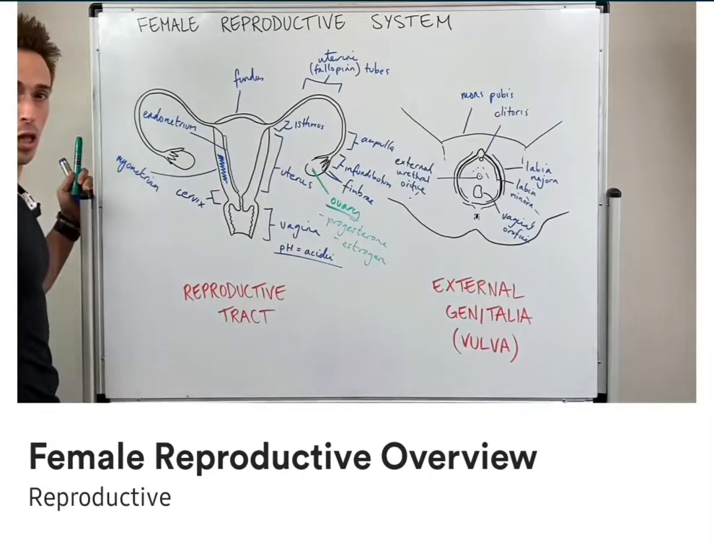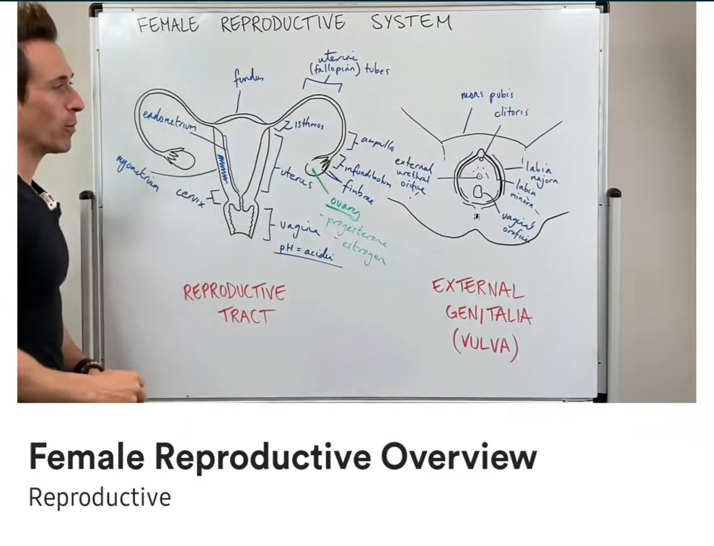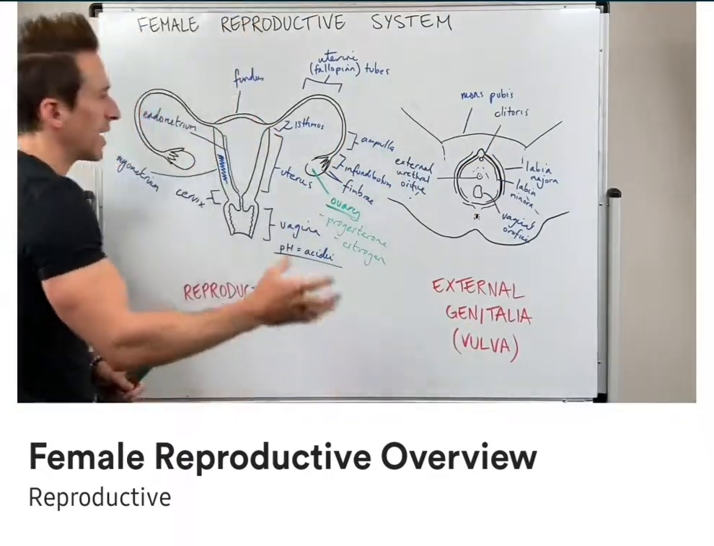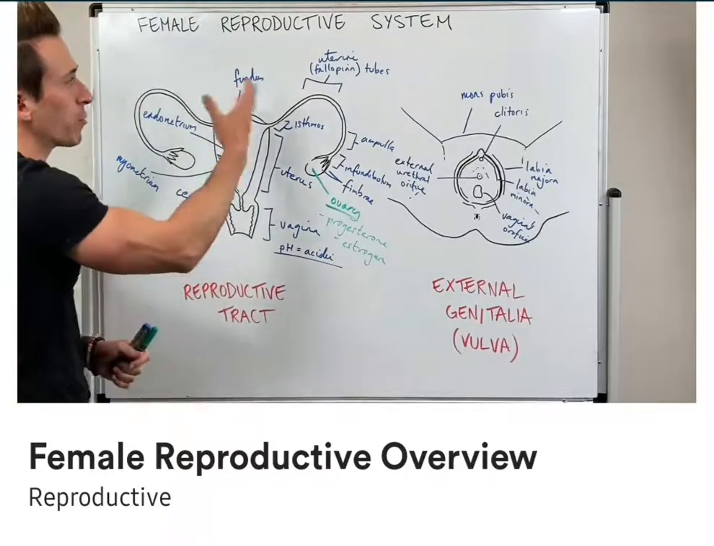Both of these two hormones are important when it comes to producing and maintaining the thickened endometrial lining. So what we've worked through at the moment is the external anatomy of the female reproductive system, which is called the vulva, and the internal anatomy, also known as the reproductive tract.